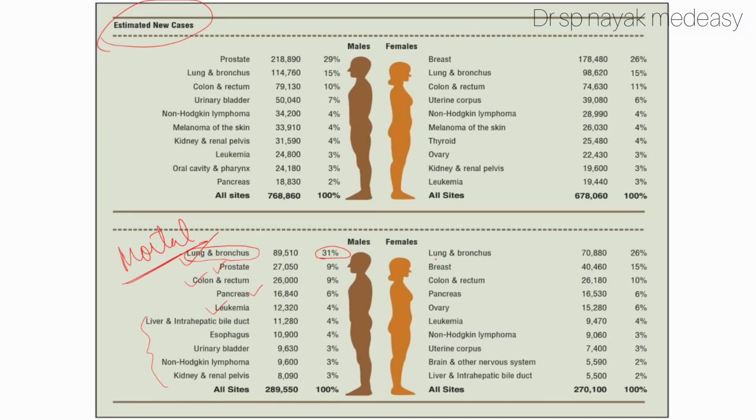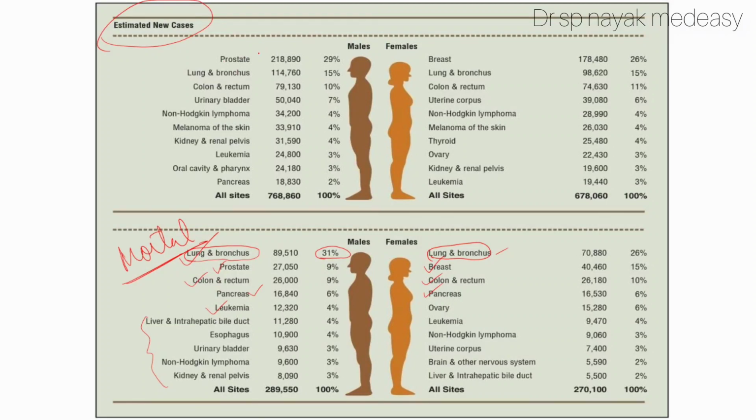And in females also, lung cancer is the most prevalent, as I just told you. The second most common cancer that kills in females is breast cancer, then third place is colon and rectum. Pancreas stands in fourth position, and all the other cancers come in the next stages. So these are different cancers in terms of mortality, and these are new estimated cases.